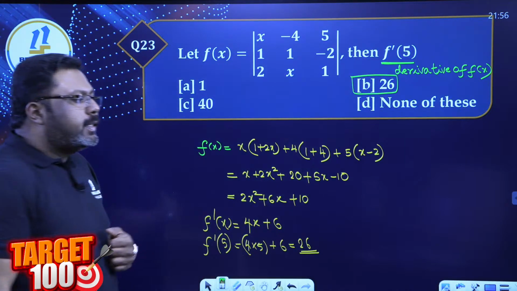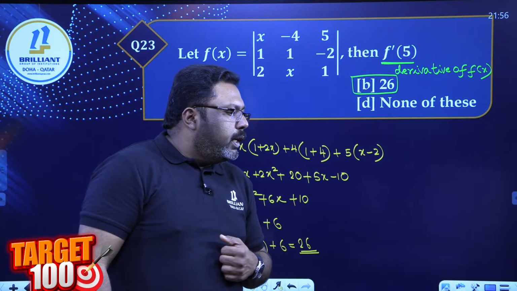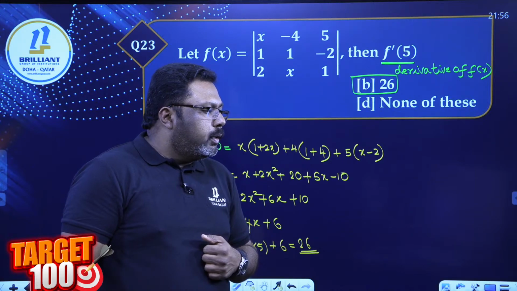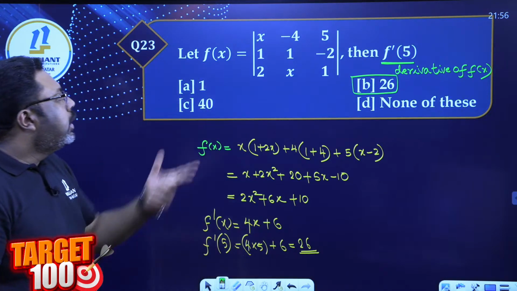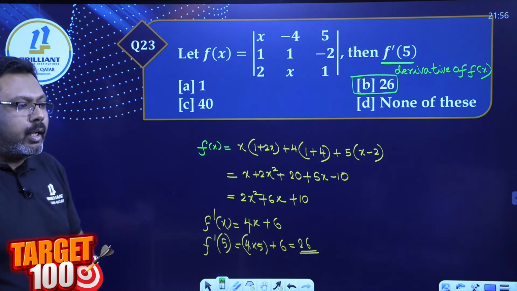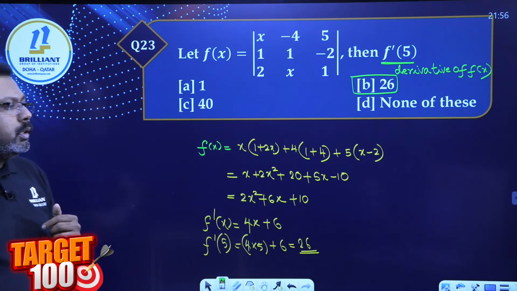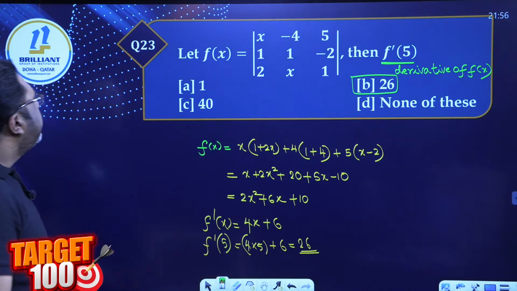Answer 26. Yes, Jason, Prapti, Sana, Hafiz, Kevin. Very good. Your answer is 26. Clear answer. Okay? Correct. So let's move on.